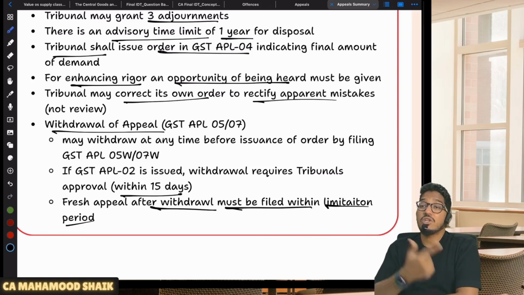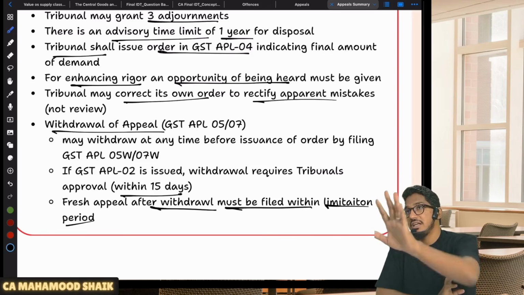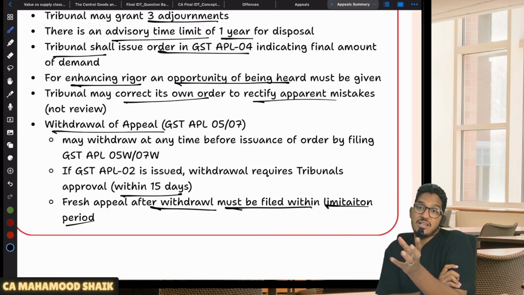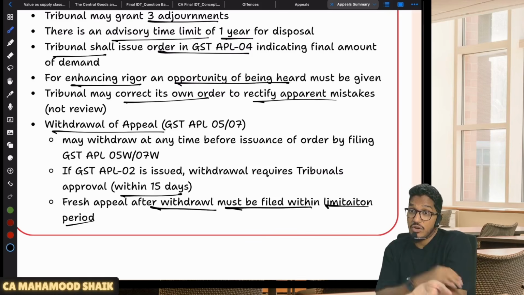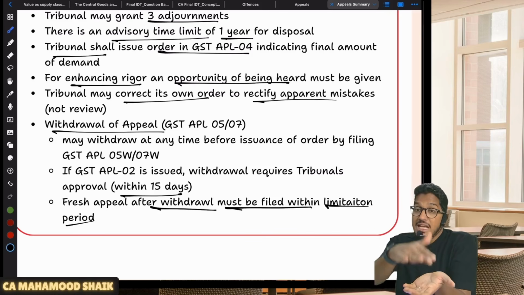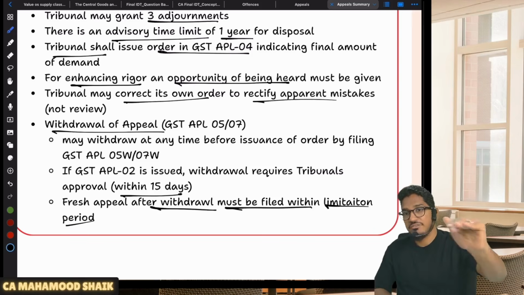But if you want to challenge on question of fact, sir, what is question of fact? Let us say supply has been determined, but I have an issue regarding consideration. How much is the consideration, or whether consideration is actually received or not? That is a fact. That is establishment of fact, not interpretation of law. Fact finding authority is GSTAT, final.